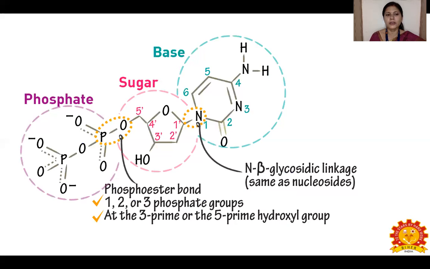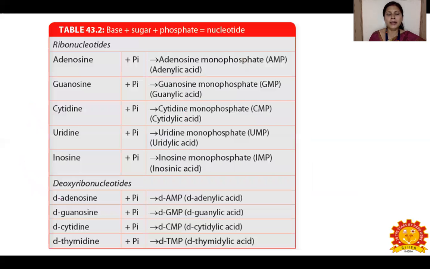So here you see the nucleotide. Sugar and base are already attached, and only the phosphate group is attached in addition. So this is the phosphoester bond, and I'm talking about only one nucleotide. When another nucleotide comes, only then will the phosphodiester bond be there. So the phosphoester bond, and 1, 2, and 3 phosphate groups, are at the 5' hydroxyl group. Okay.